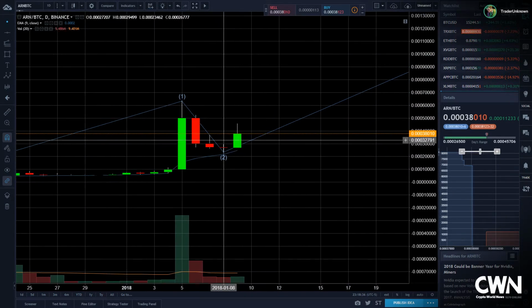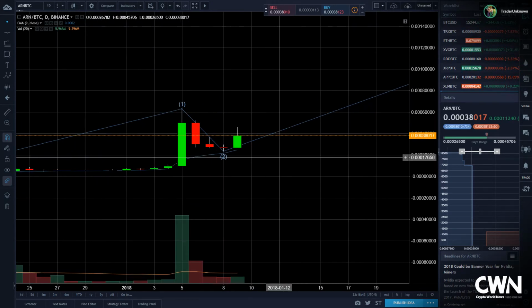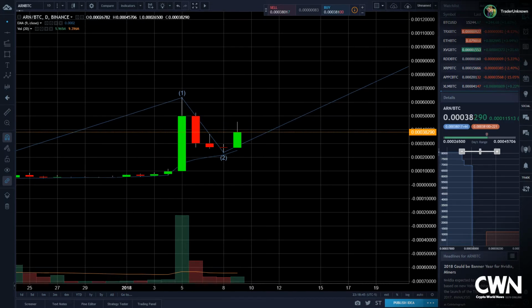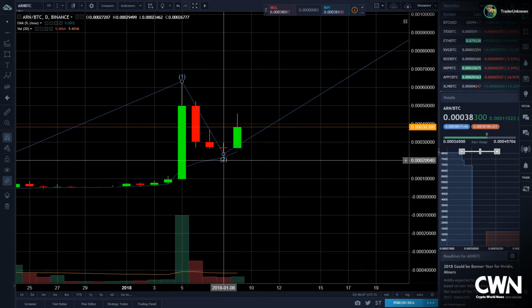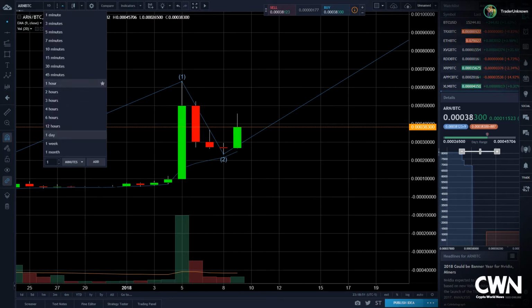If we zoom in, we can probably find a three-wave ABC there. But I'd say this is a buy right here. It looks like it's starting its initial 1-2 off of the bottom of our 2 here. Let's take a look at maybe the hourly, see what that looks like.